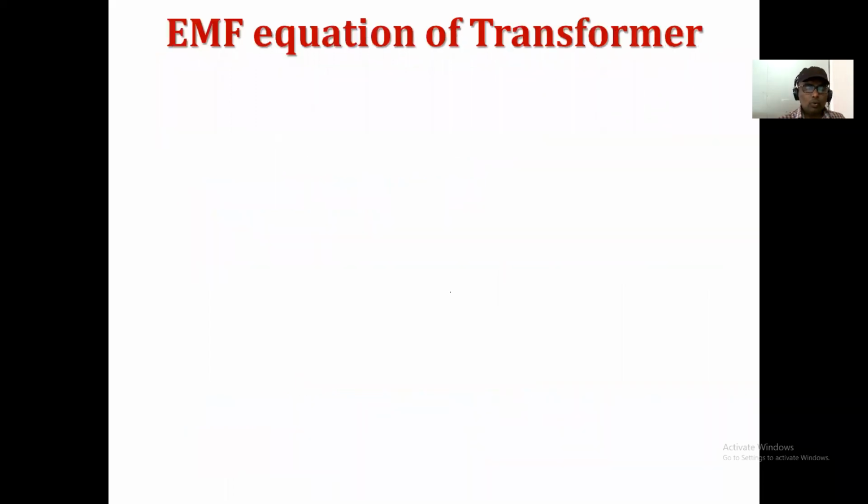And now the last point of this second unit is the EMF equation of a transformer, and I will try to derive that EMF equation. Suppose I consider that this is the core of the transformer. Which material is used? It's silicon steel. Suppose I consider that this is the primary winding, which is connected to the AC supply.